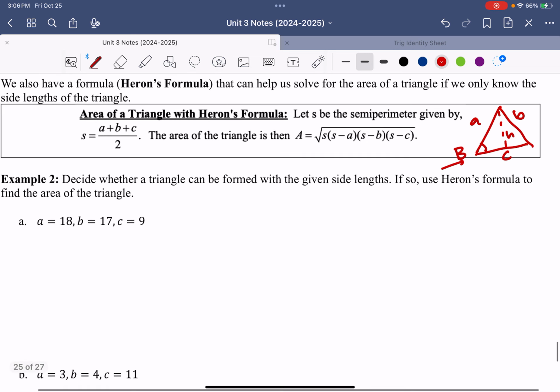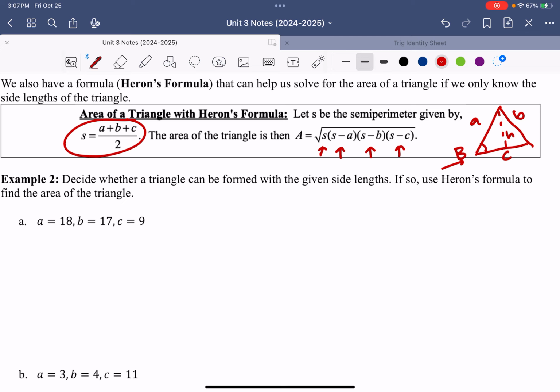So, Heron's formula basically says that we need to find the semi-perimeter, and the semi-perimeter is the perimeter of our triangle, A plus B plus C, but then divided by 2. So we're finding the semi-perimeter, and then the area of the triangle is equal to the square root of the semi-perimeter times the semi-perimeter minus side length A, times the semi-perimeter minus side length B, times the semi-perimeter minus side length C. And that will give us our area.